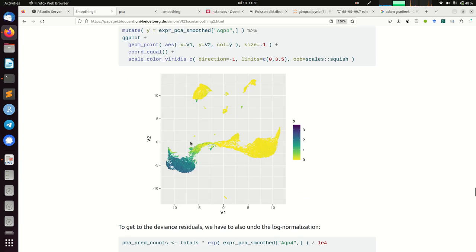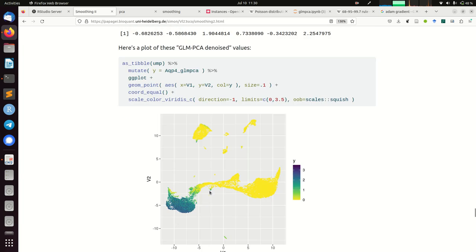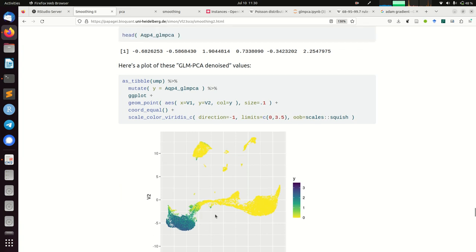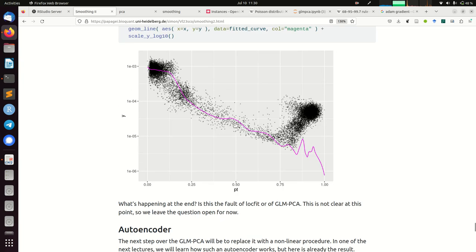If we compare this with a normal PCA, here we have a normal PCA, here we have a GLM PCA, it doesn't make that much of a difference. We can also look at the normal PCA against pseudotime, and this is the GLM PCA against pseudotime. You see it now fits really nicely and follows the line, which makes sense because the line has also been fitted with a GLM-like procedure. Only at the end something strange happens, and as I said, this end is a bit strange to me.